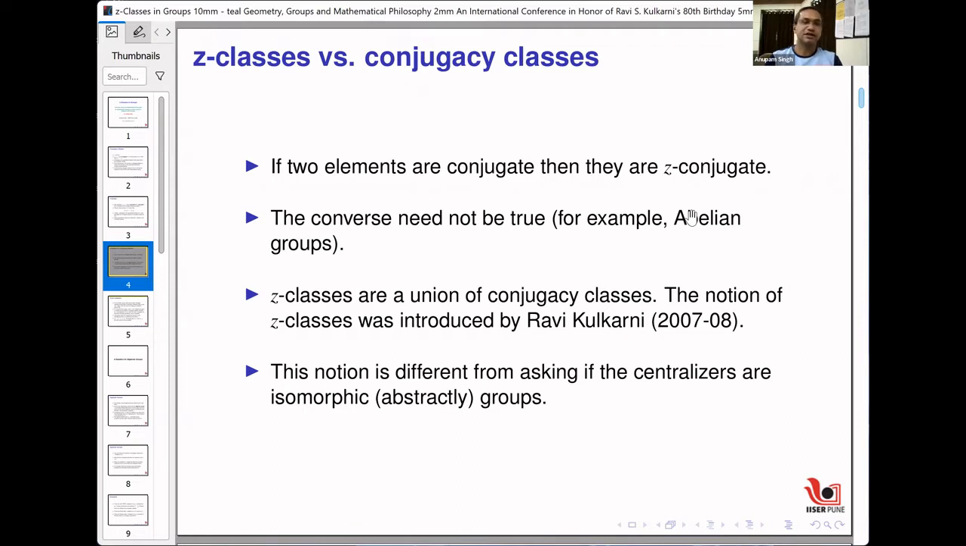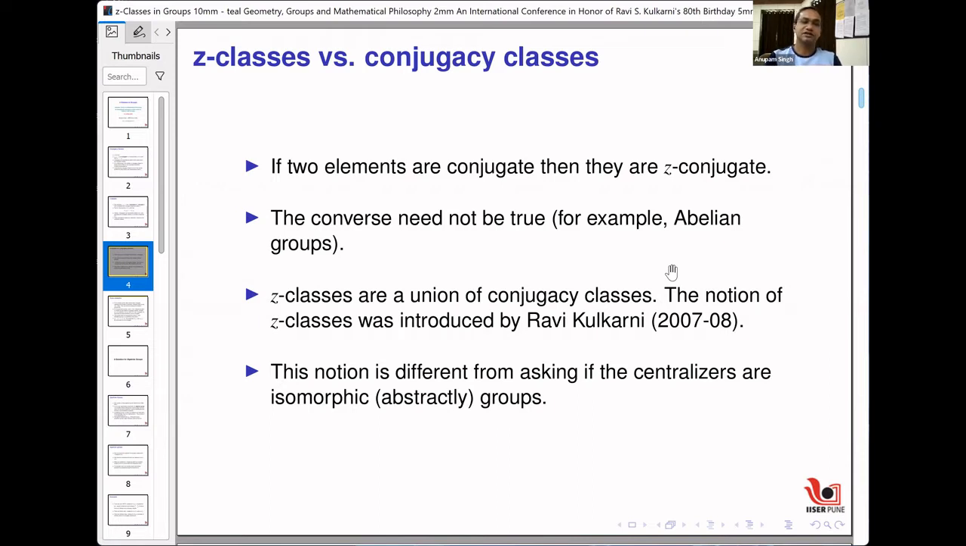In some sense, Z classes is much weaker, and an easy example to see that is abelian groups. If we look at abelian groups, conjugacy classes are such that each element is a conjugacy class, whereas since the centralizer of every element is the whole of the group, there is exactly only one Z class. So basically, if you look at Z classes, it forgets abelian groups in some sense. Z classes are unions of conjugacy classes because of the first comment here.